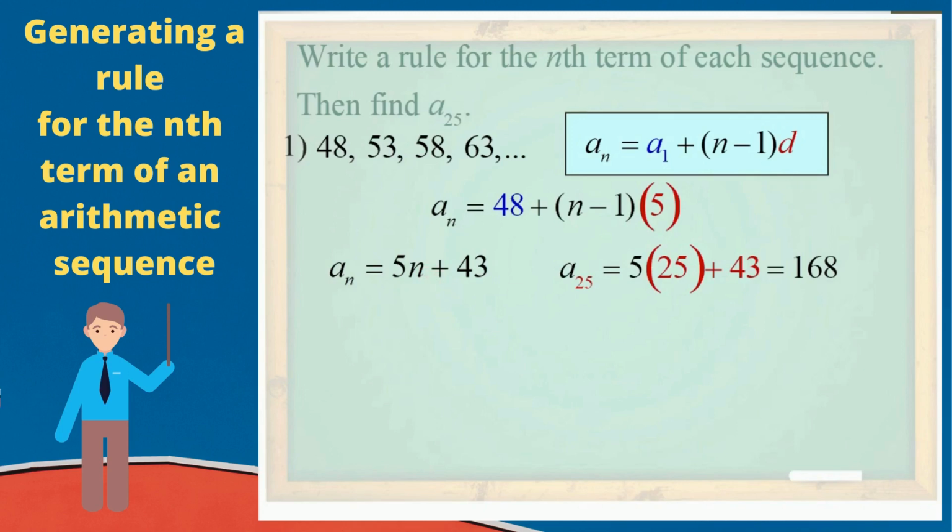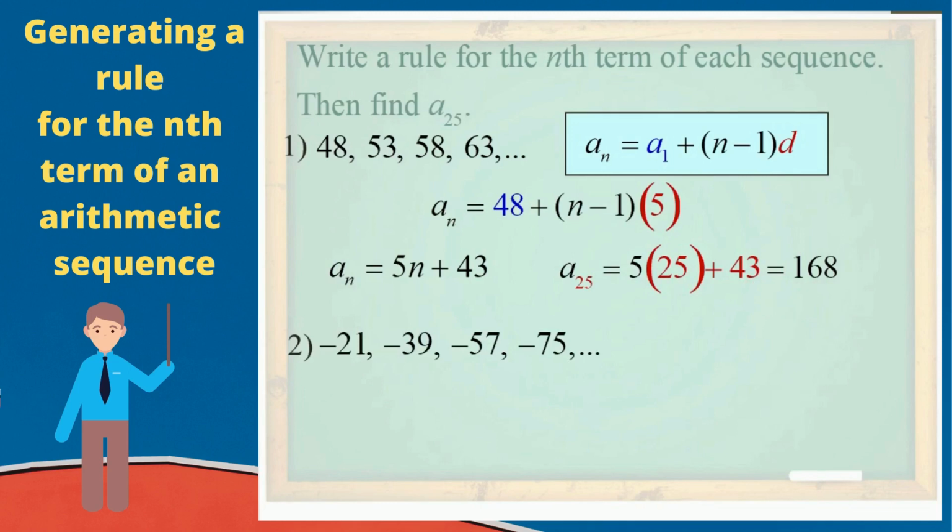And next is find the value of the 25th term or a sub 25. A sub 25 is equal to, substitute the value of n. A sub 25 is equal to 5 times 25 plus 43 is equal to 168.